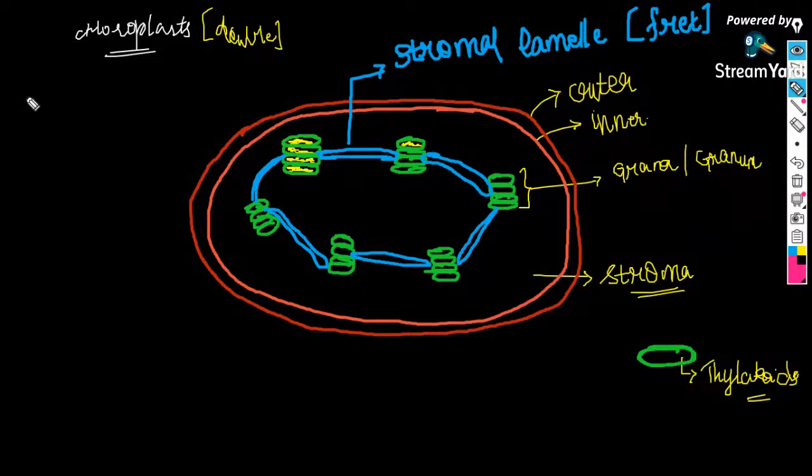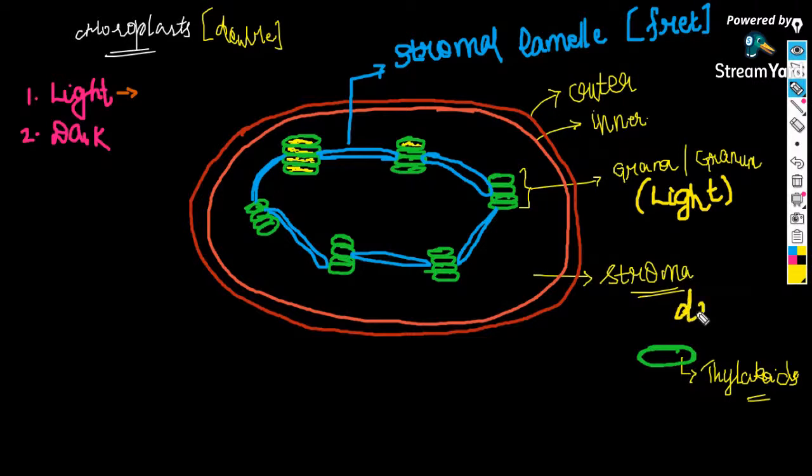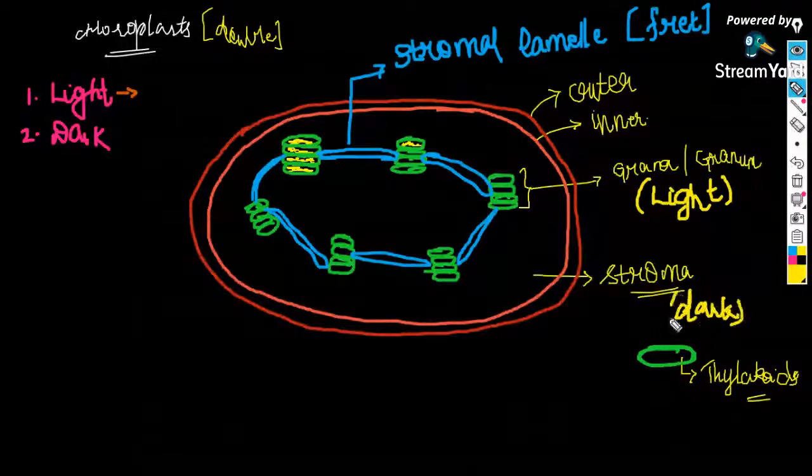There are two main reactions. I have already told you photosynthesis consists of two main reactions, that is the light reaction and the dark reaction. Light reaction means the reaction which happens in the presence of light, or light dependent reaction. Light dependent and light independent reactions are there. So the light reaction takes place in the grana of the chloroplast. The site of light reaction is the grana. The site of dark reaction is the stroma. Is it clear, everyone? Can I erase everything from the screen?